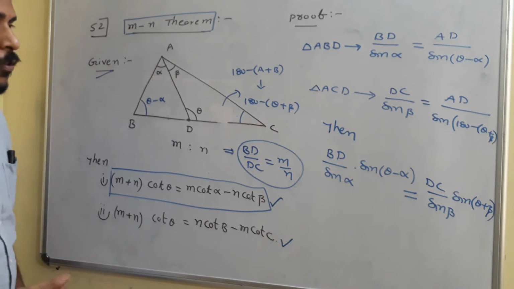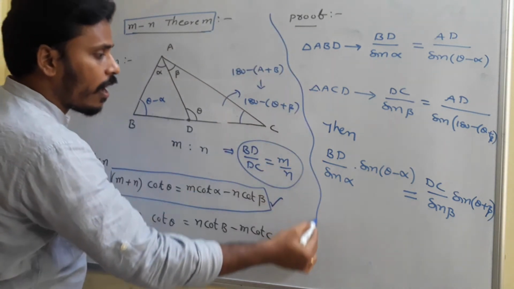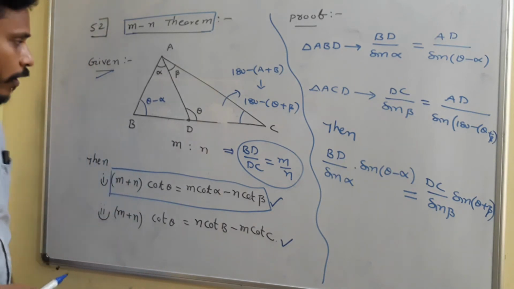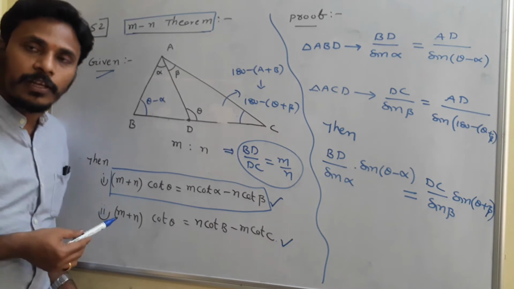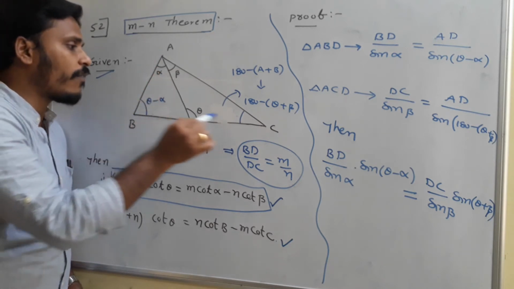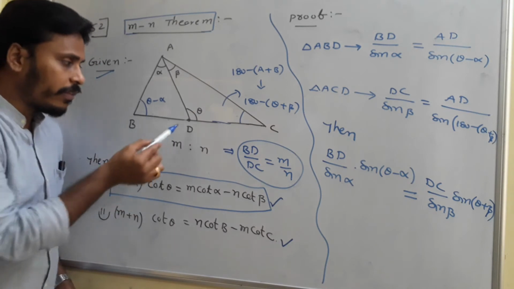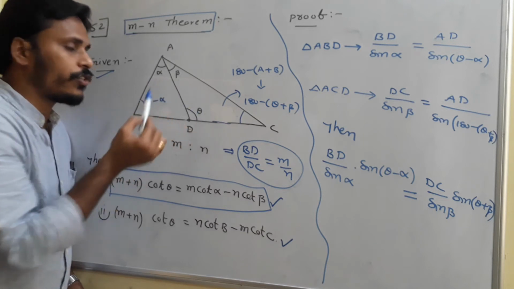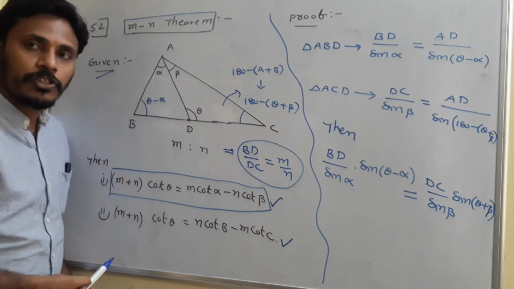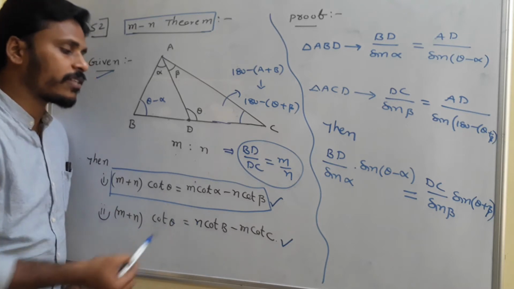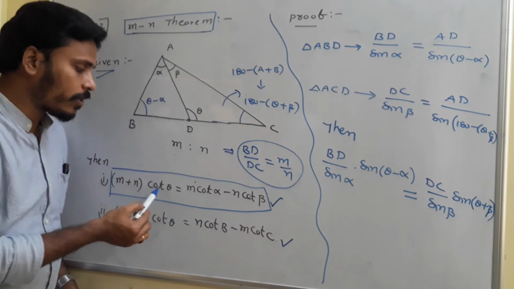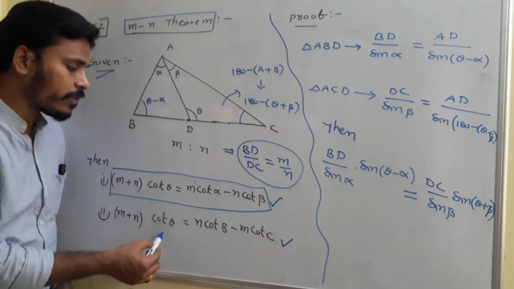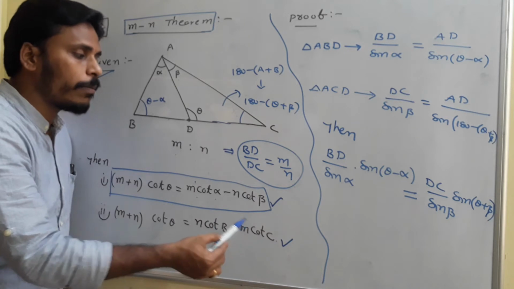See, actually we don't have space here. For the space concern, I need to erase this part. And before erasing this, once again I will explain for you. We are going to discuss the MN theorem. For this theorem, initially we need to have a triangle ABC with D dividing BC in the ratio m is to n, and this is alpha, this is beta, this is theta. If you have all this information, then we need to prove these two statements as correct. First statement is m plus n cot theta is equal to m cot alpha minus n cot beta. Second statement is m plus n cot theta is equal to n cot B minus m cot C.